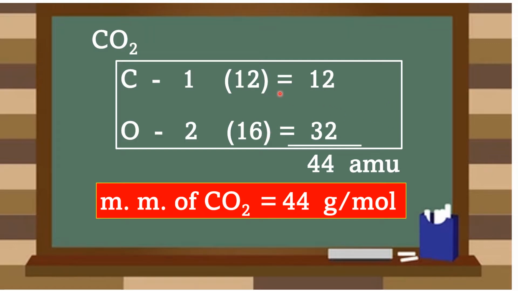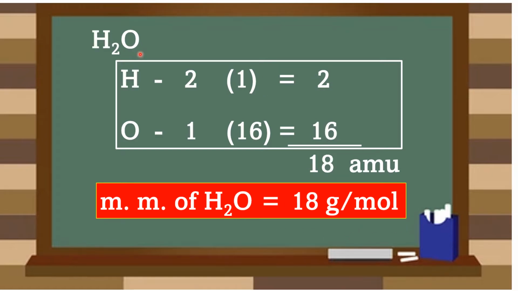Get the product of the number of atoms and its atomic mass. Then, sum up all the products. Then you will get the molar mass. So, the answer is 44 AMU or 44 atomic mass unit. The unit AMU can be replaced by grams per mole. So, the molar mass of carbon dioxide is 44 grams per mole.